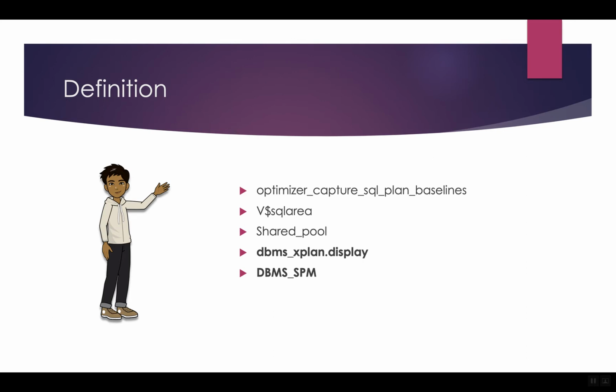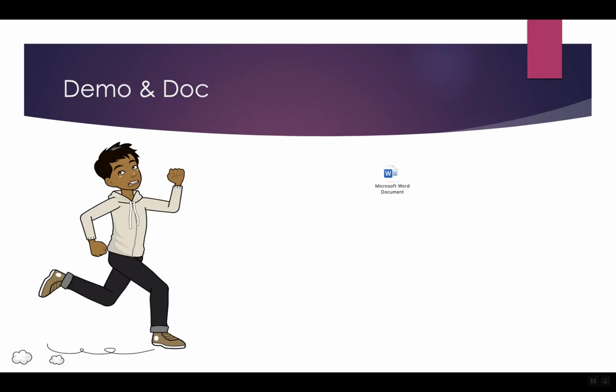DBMS_XPLAN.DISPLAY is a utility to see the explain plan of the query. DBMS_SPM is a utility where we can manually force SQL plan management. We can use this package to manually trigger it, subject to the SQL plan management feature being enabled at the database level. These are the 5 components in our demo, which we would be reviewing. Now let's get into the demo part.